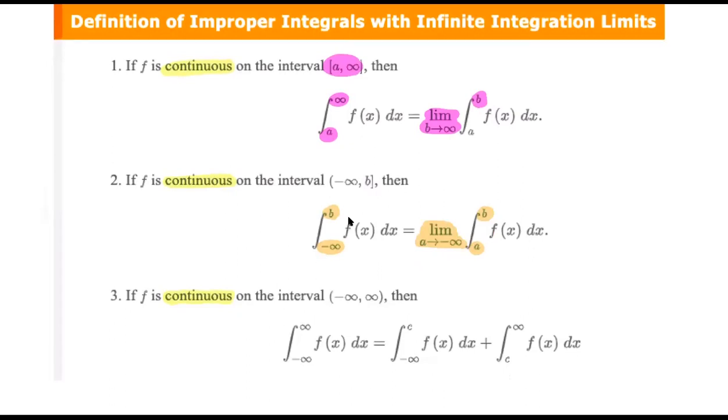And then the third case, we might have a situation where the interval goes from negative infinity to positive infinity, meaning the whole x-axis. So our bottom bound and our top bound both have infinite integration limits. So what we're going to do in this case is break it up into case 1 and case 2.